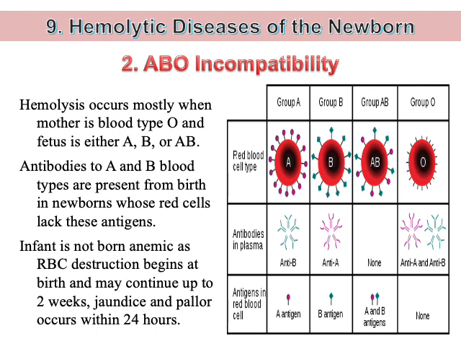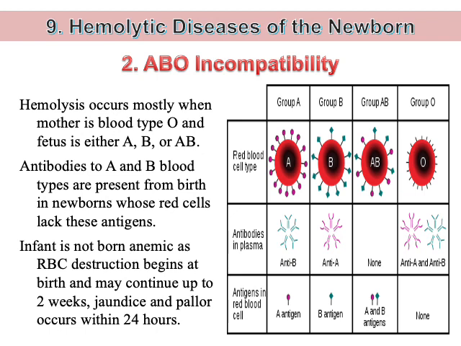In ABO incompatibility, hemolysis occurs mostly when the mother is blood type O and the fetus is either A, B, or AB. Usually, when the mother is O and the fetus is A, that's the most common form. The most serious one is when the mother is O and the fetus is blood type B. As you can see in the table, the following red blood cell types, which contain the following antigens, would form the following antibodies. For example, the mother is blood type O and the fetus is blood type B.